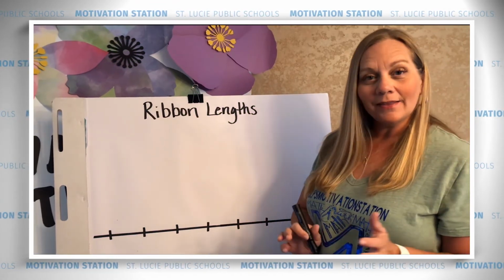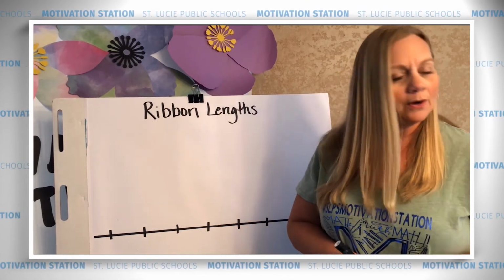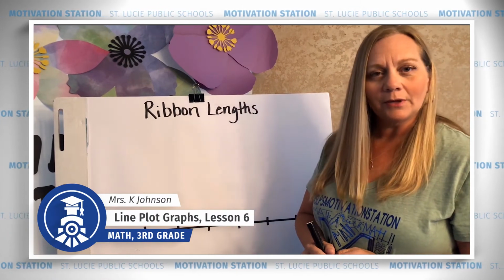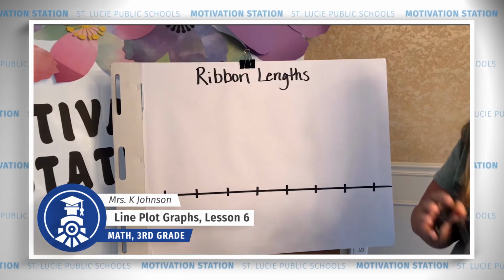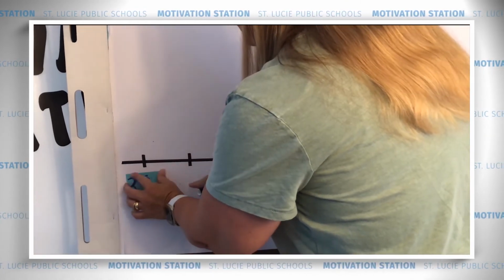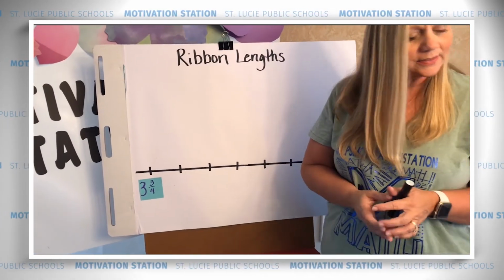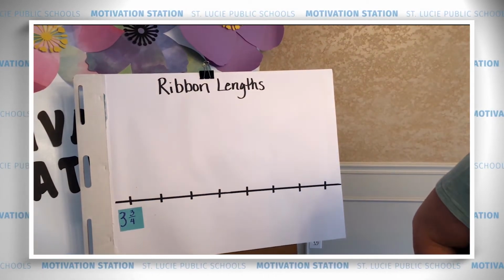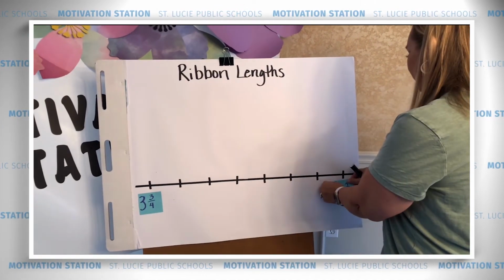All right, so let's make that line plot graph. We're going to use the same measurement data we used while we were measuring our ribbons and put it in an organized line plot graph. The first measurement we had of the shortest length of ribbon was 3 3/4 inches. So we're going to start with that one. And the largest measurement data we had was 5 2/4 inches. So our line plot graph is going to end with that one.